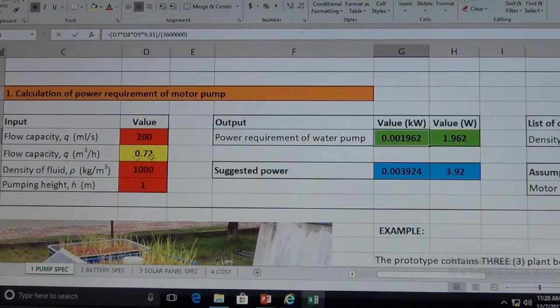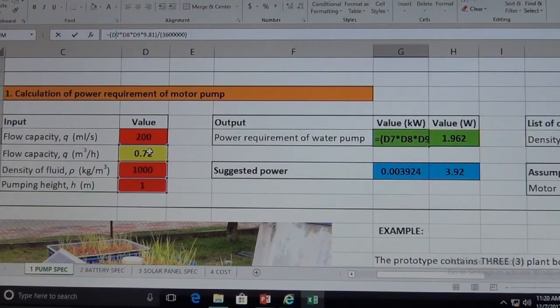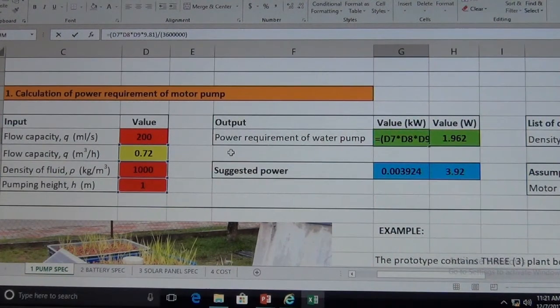This is how we calculate from this parameter the value of the required specification of the water pump. The formula is D7, this one: the flow capacity times density of fluid times pumping height times 9.81, divided by 3,600,000. And you will get the value of kilowatt. This is how we get the kilowatt value from these parameters.